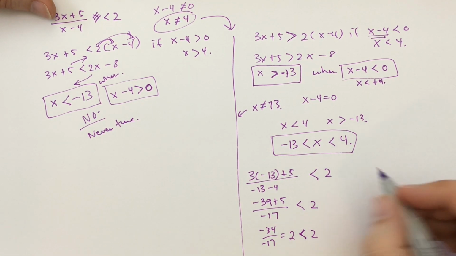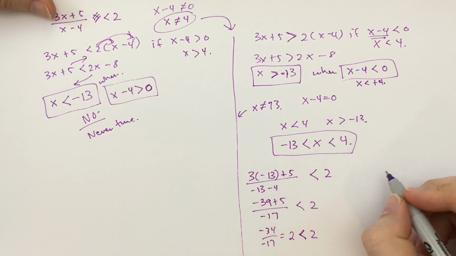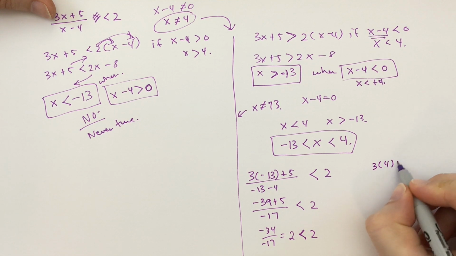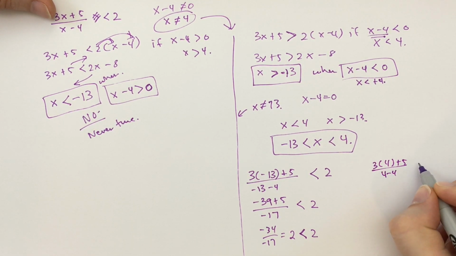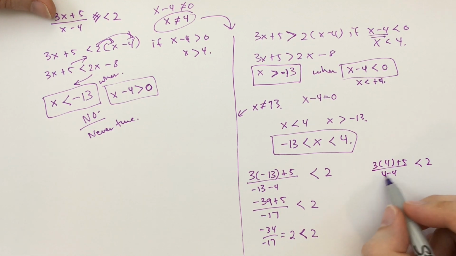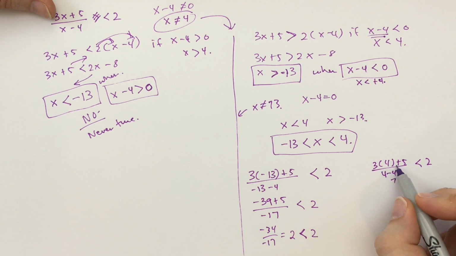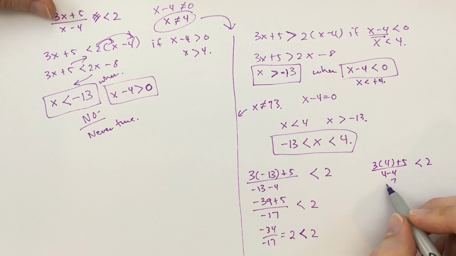So this is at the edge. On the other end of the edge, we have x equals 4. So we have 3 times 4 plus 5 all over 4 minus 4, and that's supposed to be less than 2. And here we have a problem because that's 0. So we basically have 12 plus 5, doesn't matter, 17 over 0. So it doesn't make any sense. You can't do that.